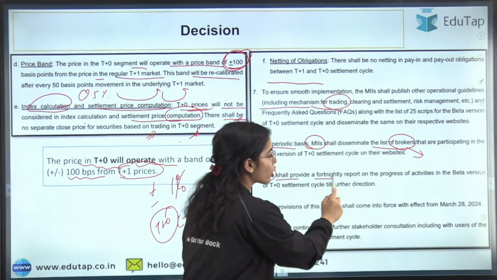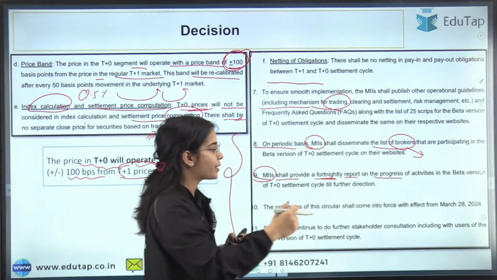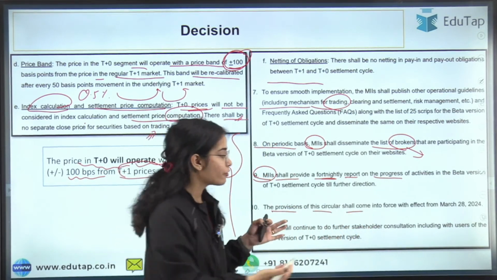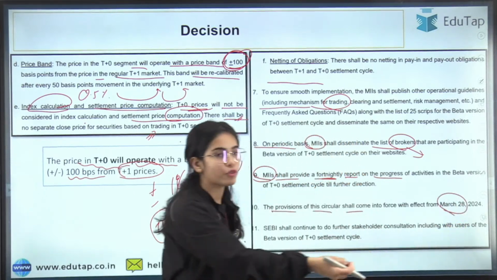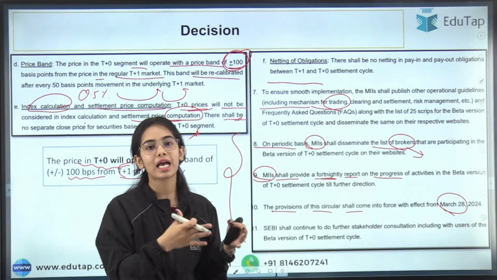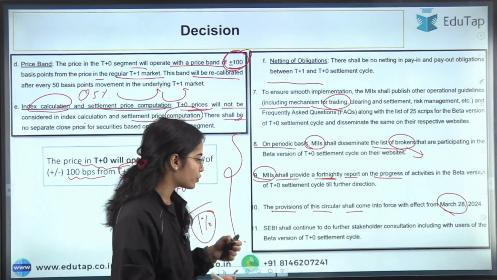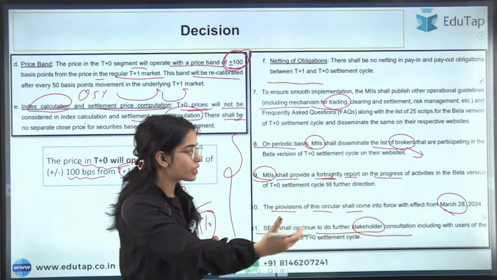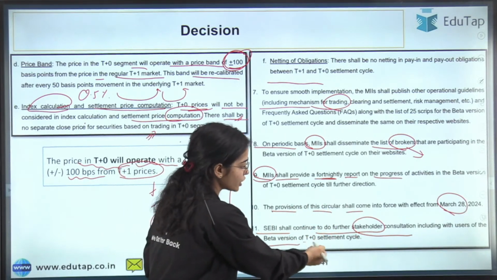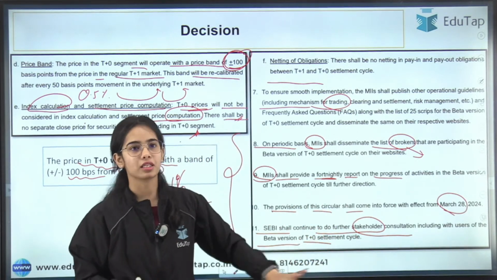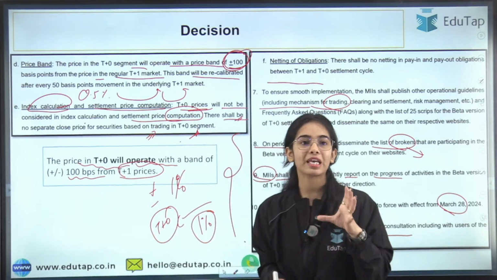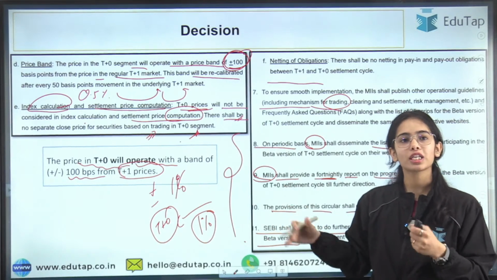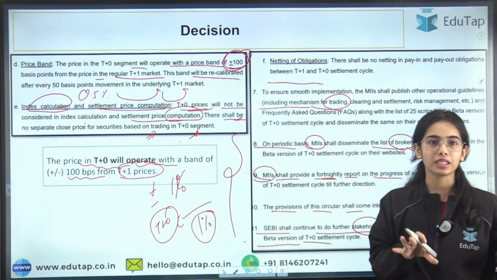MIIs shall provide a fortnightly report on the progress that has happened in the beta version. The provisions of this circular shall come into force with effect from 28th March 2024. So you can understand that this beta version has started from March 28, 2024. SEBI shall continue to do further stakeholder consultation, including with users of the beta version of the T+0 settlement cycle. So this is the complete circular that SEBI has released, and I have brought the points from the circular itself so that you have clarity and real information.